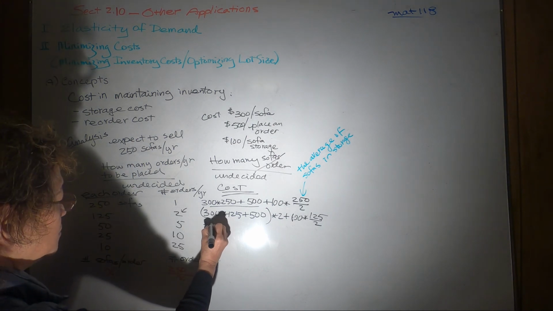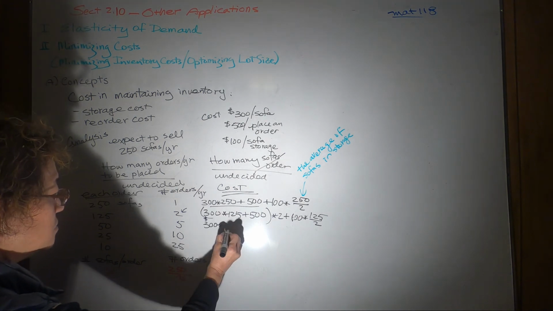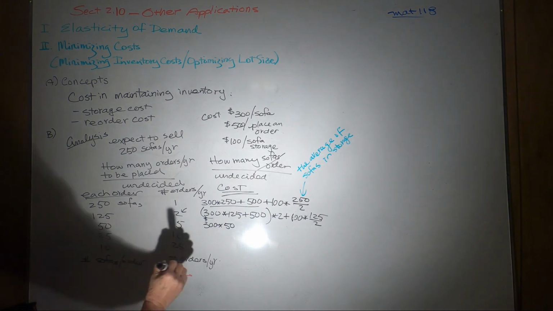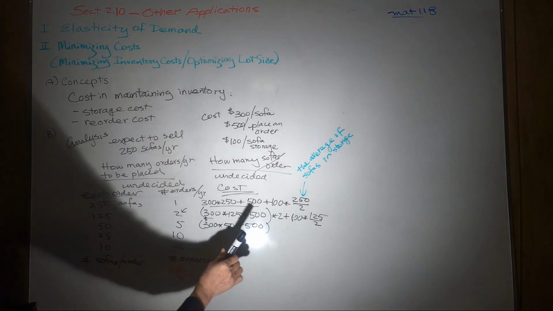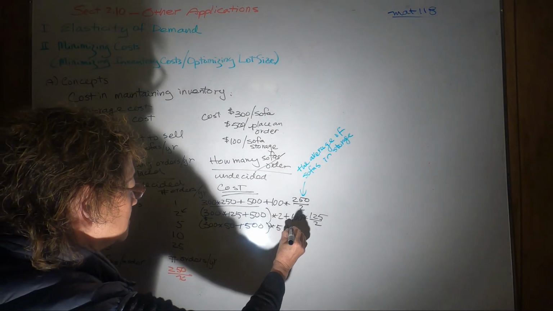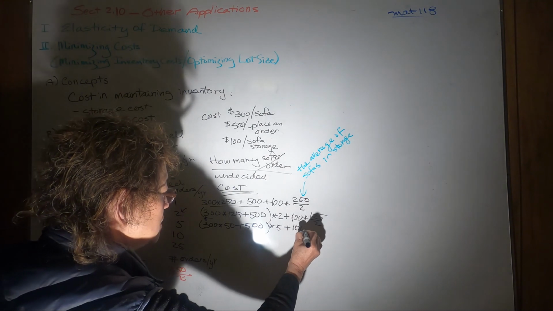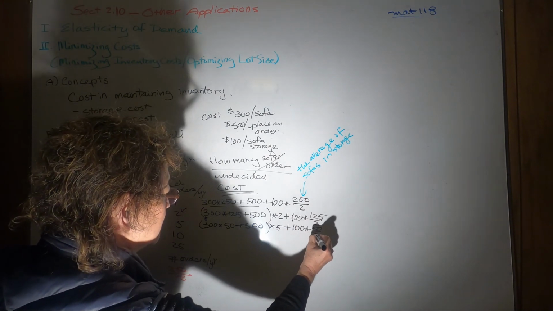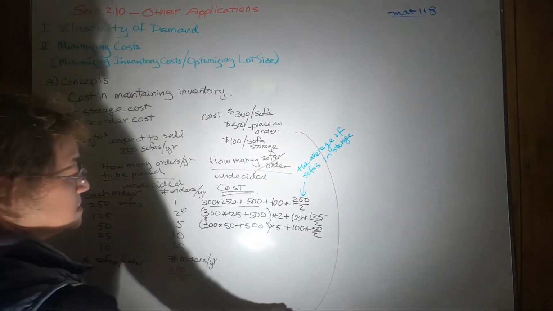Okay, same thing for 50, you do 5 times. So you have $300 times 50 of them each time, plus $500 each time, but how many times do you do it? Times 5. But the storage cost will be for an average of 50 sofas, so it will be 100 times what? 50 divided by 2. Got the idea?